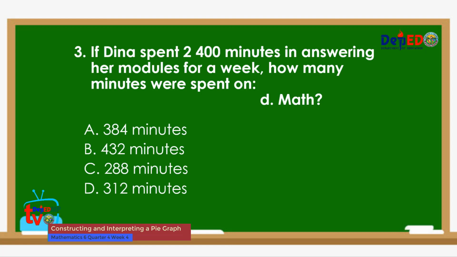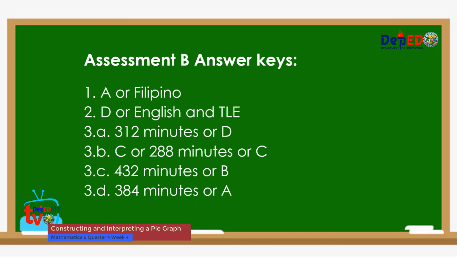Time's up. So this is the assessment B answer keys. Number 1, it is letter A or Filipino. Number 2, it is D or English and TLE. 3.A, the answer is 312 minutes or letter D. 3.B, the answer is C or 288 minutes. 3.C, the answer is 432 minutes or letter B. 3.D, the answer is 384 minutes or letter A.